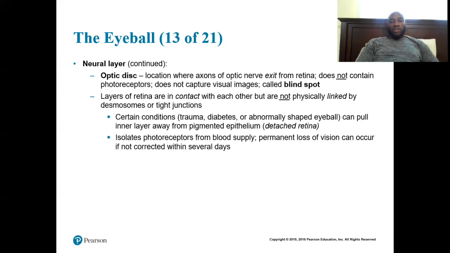In the neural layer, we also have the optic disc. It's where the axons of the optic nerve exit from the retina. It does not contain photoreceptors and does not capture visual images. This is the blind spot. We also have the layers of the retina, which are in contact with each other but are not physically linked by desmosomes or tight junctions.